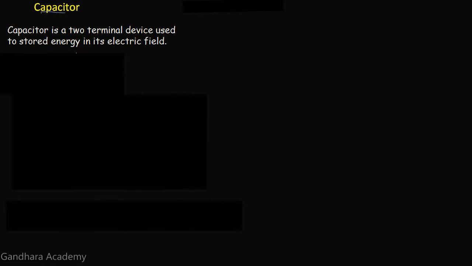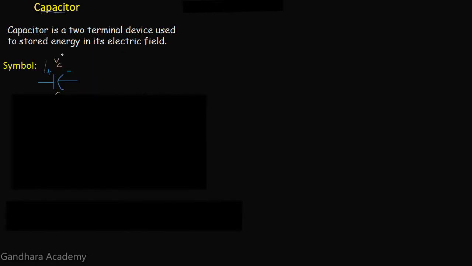The symbol for the representation of a capacitor is like this. The straight bar represents the positive side and the curved bar represents the negative side of this capacitor, and C is the capacitance of the capacitor, and Vc is the voltage across the two parallel plates of this capacitor.